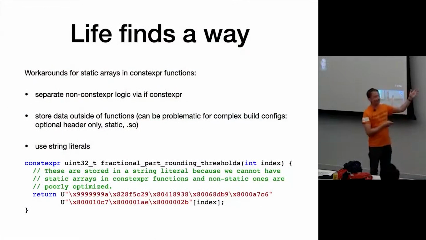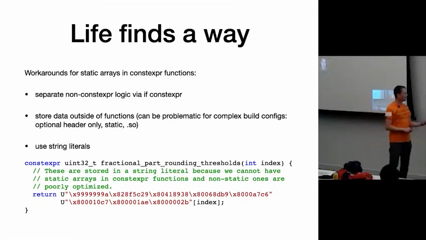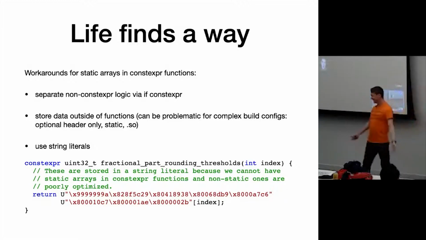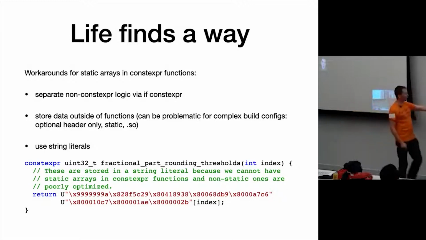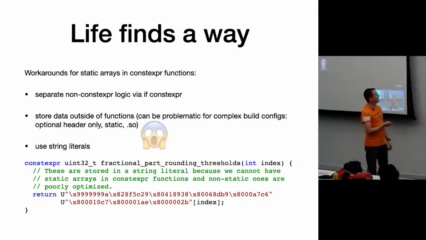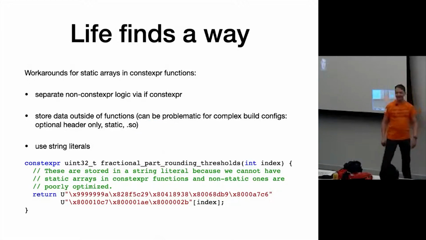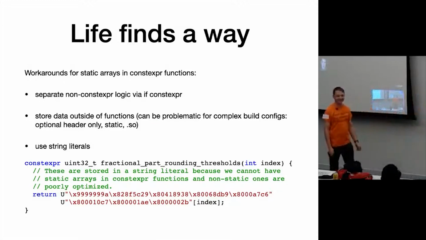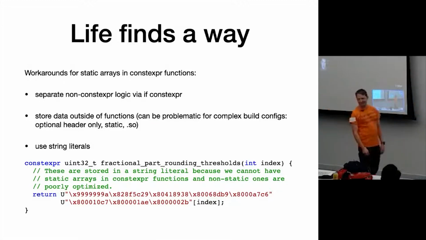So there are workarounds for this. You can have a separate non-constexpr logic. You can use if consteval, or you can store data outside in a class. Or you can use string literals. This is my favorite thing. Well, this is the only use case for UTF-32 string literals that I found. So basically, it's an array of 32-bit integers encoded as a Unicode string literal.